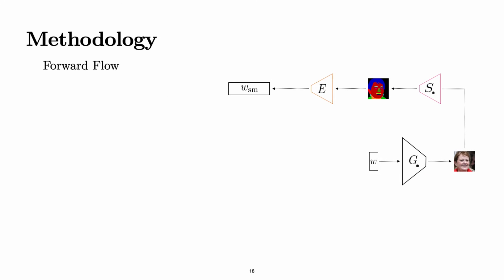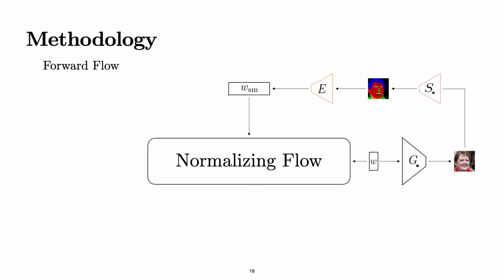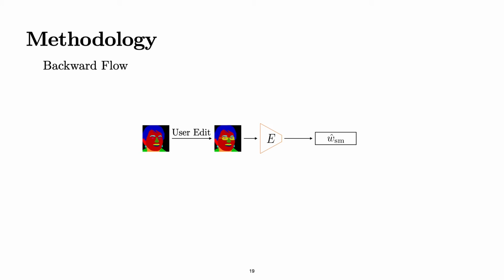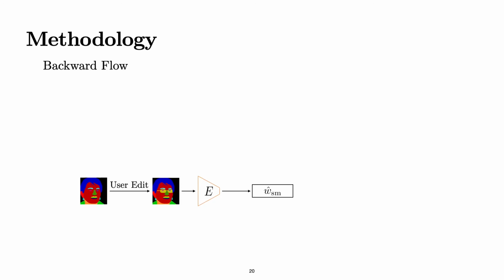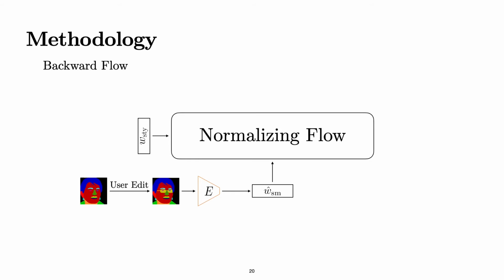The input code W along with WSM is fed to a normalizing flow model, resulting in the style latent code WSTY. During the forward pass, the network learns to maximize the conditional log likelihood of images given their semantics. During the backward flow, first the user edits the semantic mask, which results in the edited semantic code W hat SM. The style code obtained from the forward flow along with the edited semantic code is fed to a normalizing flow model which outputs an edited latent code W hat.